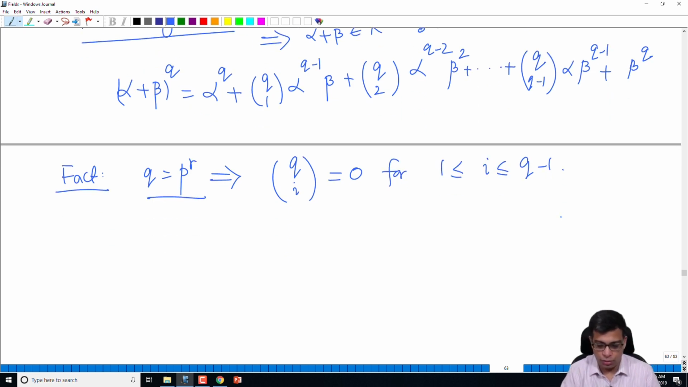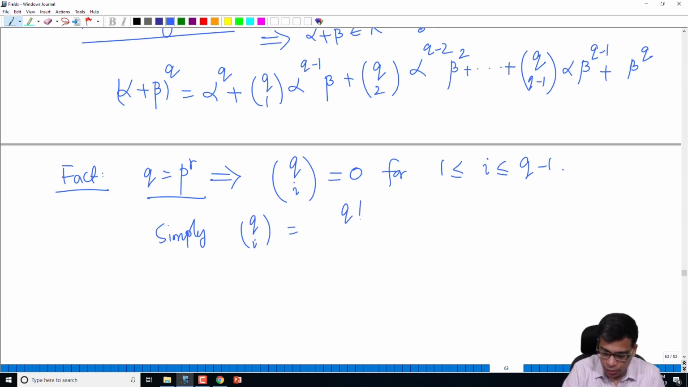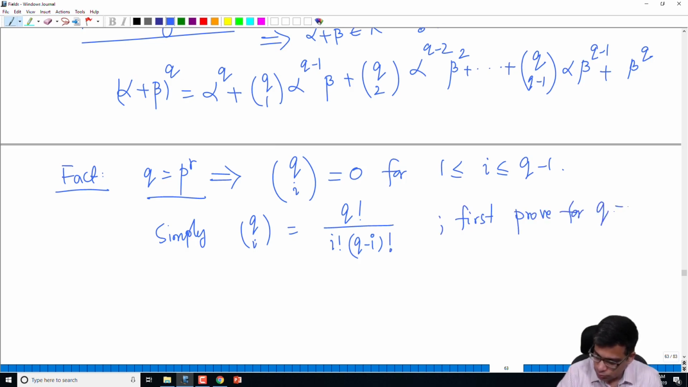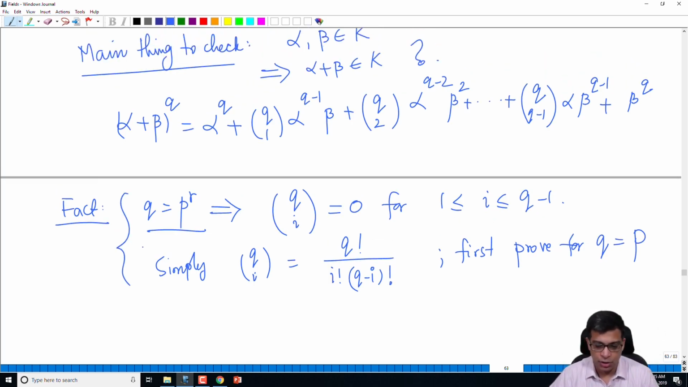Okay, so all you need to do is simply write q choose i as q factorial divided by i factorial times q minus i factorial. And first prove it for p itself, in which case it is trivial, then by induction extend it to powers of p. So I am going to skip this. Again, this is going to lead me in a different direction. So I will skip this.